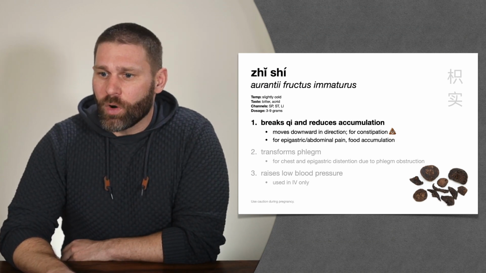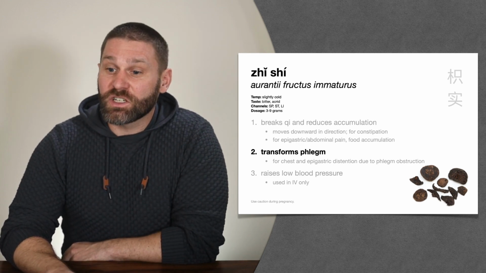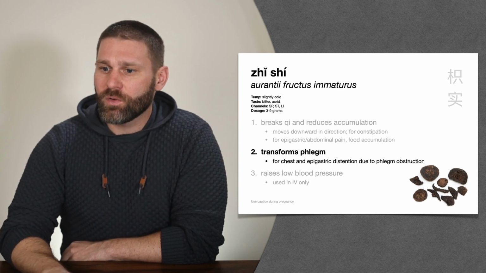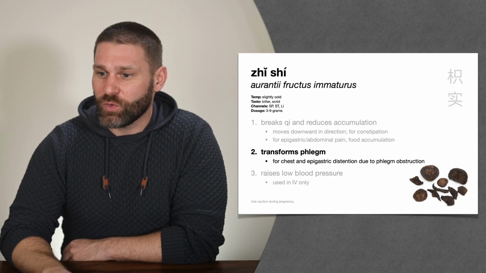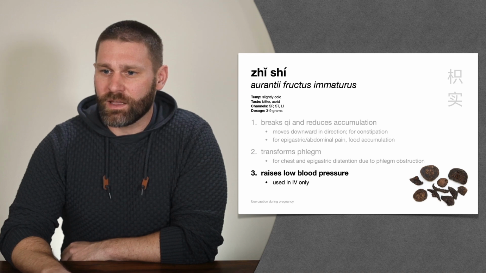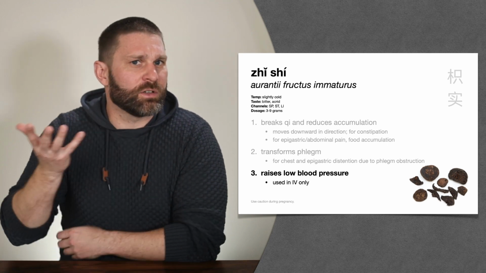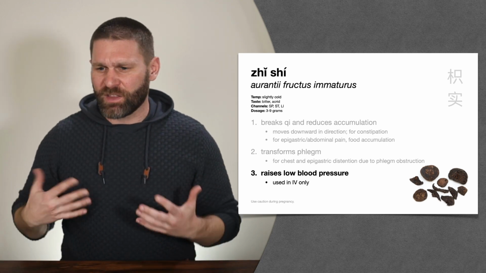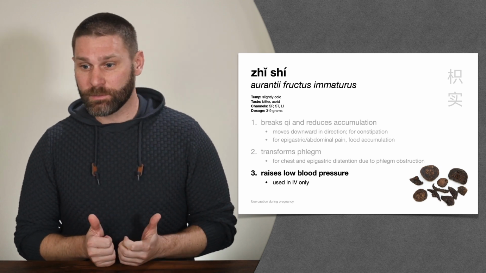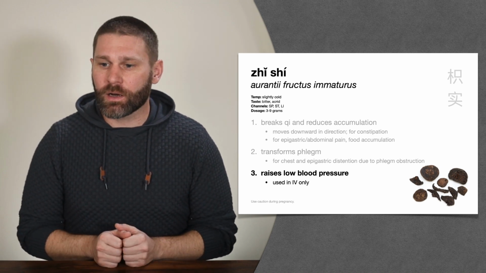So this is also for epigastric or abdominal pain or food accumulation because it's moving things downward. Zhi Shi also transforms phlegm, a common theme here with our citrusy things, for chest and epigastric distension due to phlegm obstruction in the chest. And a modern application is that Zhi Shi can raise low blood pressure. They've done certain studies on this in China, and I think they only use this in IV form, that if a person had low blood pressure, Zhi Shi could raise it, which is kind of interesting. I'm not sure we would ever use that here in America.